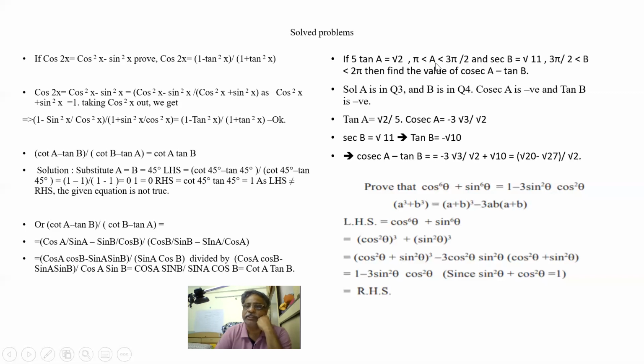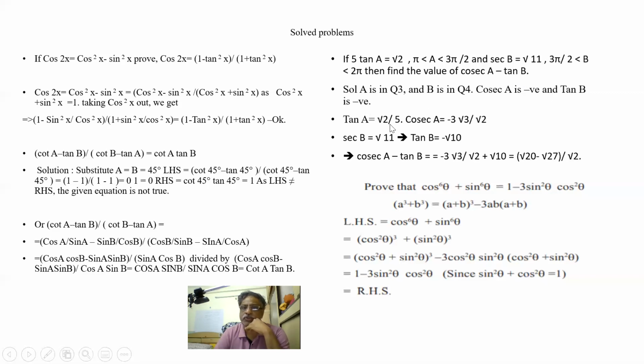Now, if tan A is root 2 by 5, and A is in the third quadrant, and secant B is root 11, and B is in, which quadrant? 3 pi by 2 is less than B less than 2 pi, so this is the fourth quadrant. B is in the fourth quadrant, A is in the third quadrant. Find the value of cosecant A minus tan B. Cosecant A in the third quadrant is negative, and tan B, B being in the fourth quadrant, is also negative.